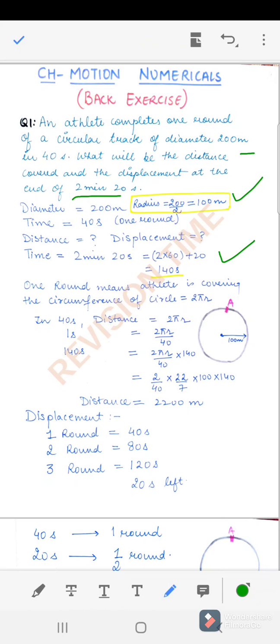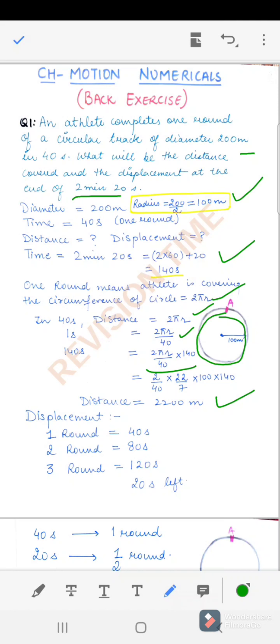One round, when the athlete is covering, it means that he is covering the circumference of the circle, right? And circumference of circle is 2 pi r. So the distance covered in 40 seconds will be 2 pi r. In 1 second it will be 2 pi r by 40, and in 140 seconds it will be 2 pi r by 40 into 140. Simply we are applying the unitary method here. So we will get the distance as 2200 meters.